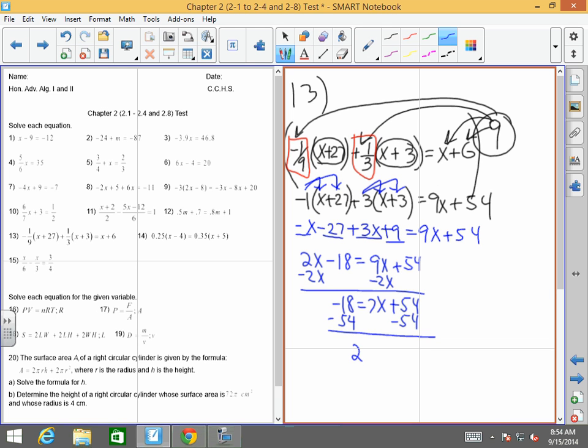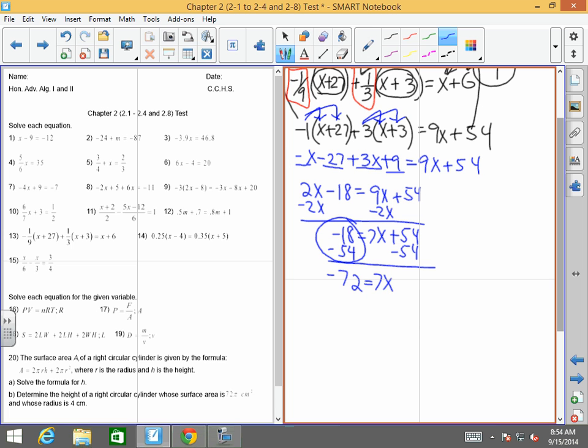So I get negative 72 equals 7x. Be careful with those negatives. When you add the same sign, you must add and keep the sign. Divided by 7, x will equal negative 10 and 2/7.